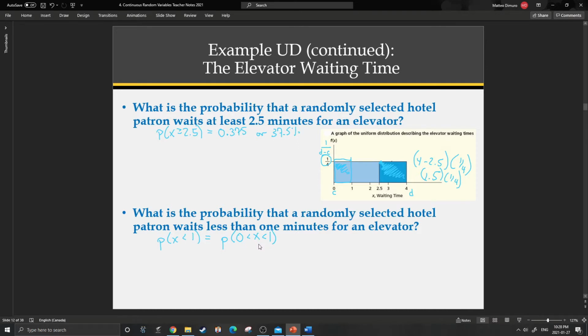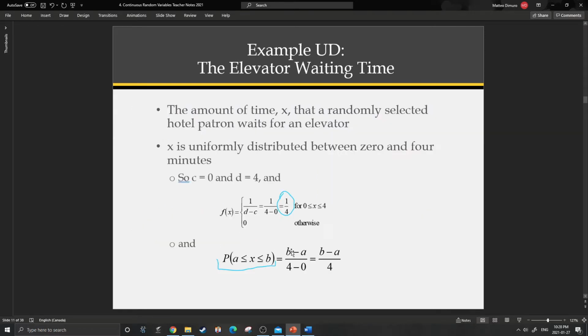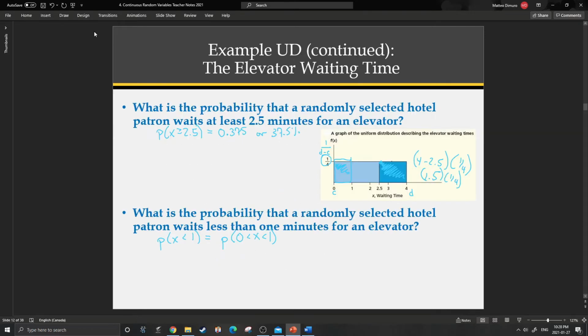Now we do have our formula that we can use, which is this one from before, right? B minus A, and this is A, and this is B. So if you want to use the formula, you can. So that's A, that's B, and we know that it's B minus A over D minus C. That's the formula from before. So let's use that this time. You go 1 minus 0, and then D is 4, and C is 0. So you get 1/4, or 0.25, or 25%.